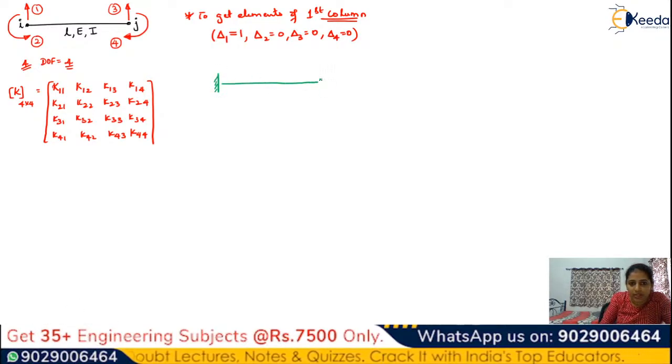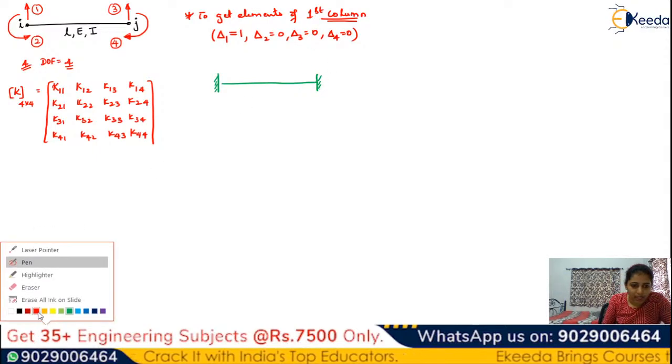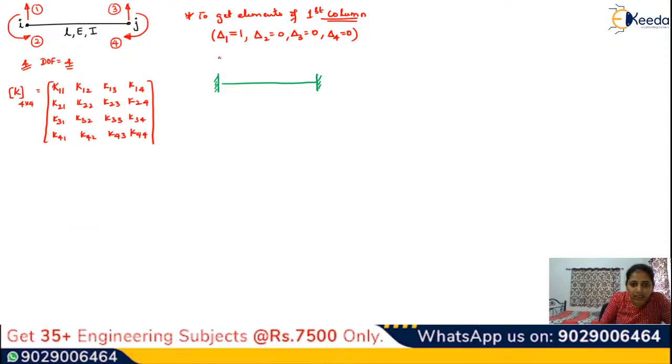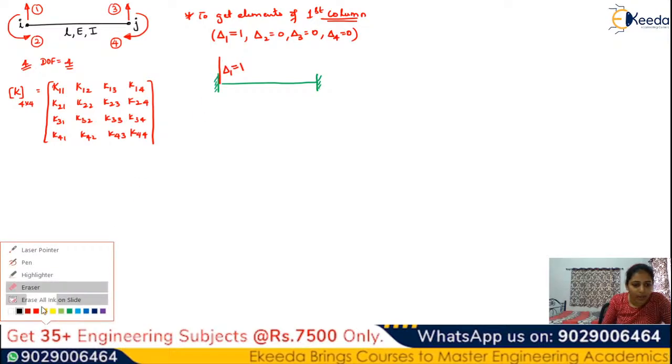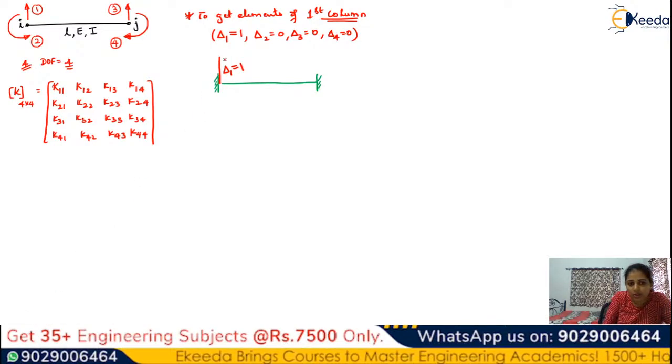We can assume it as fixity and do this, because the reactions we develop are assumed as fixed, right? So in this direction 1, we have to give unit displacement, so delta 1 equal to 1. If you give unit displacement in this direction, I will erase the arrow, as the arrow is not required. So how will your beam bend? Your beam will bend like this.